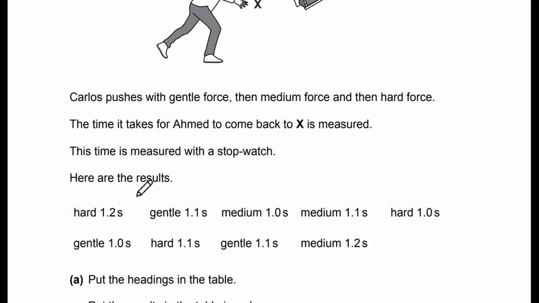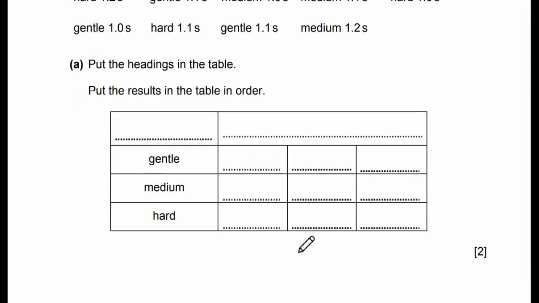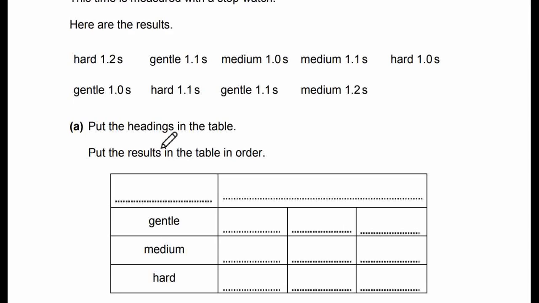Here are the results. For hard force, 1.2 seconds, gentle 1.1, medium 1.1 second, hard 1.0 second, gentle 1.0 second, hard 1.1 second, gentle 1.1 second, medium 1.2 second. Put headings in the table for the result.